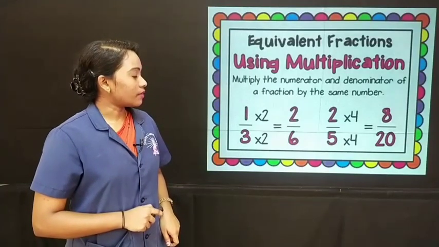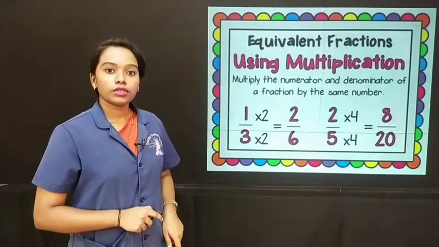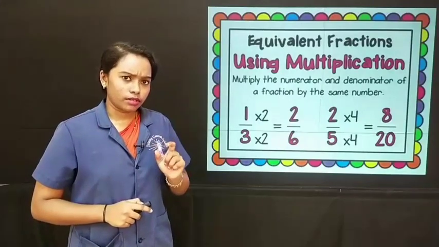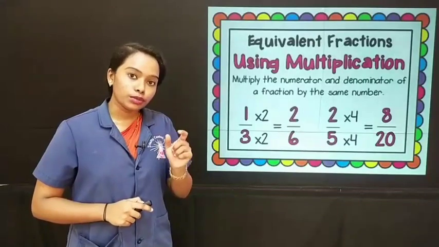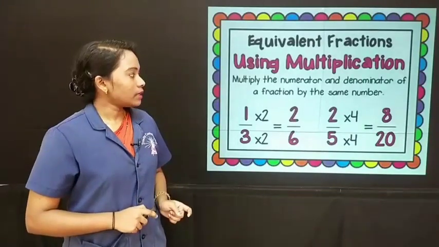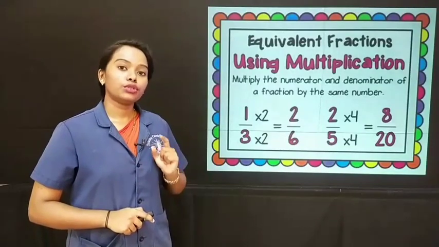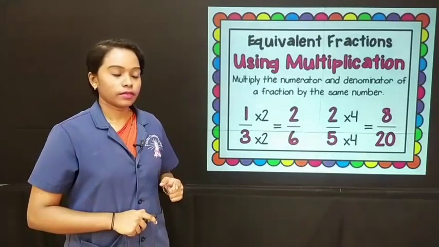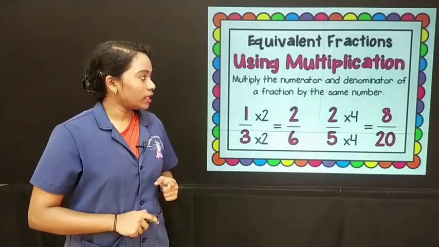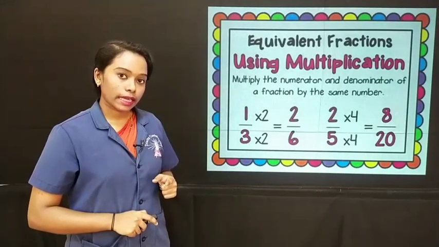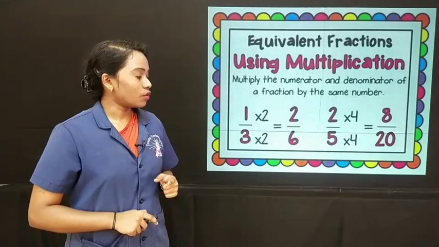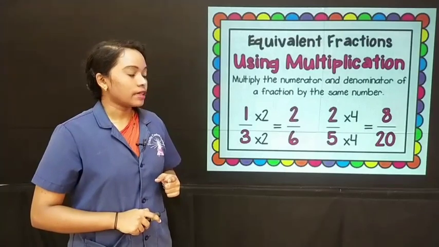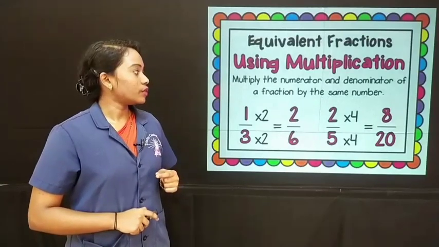And one more example we have here, 2 by 5. You have to choose a number and multiply that same number to both the numerator as well as the denominator. I am taking here 4, multiply that to both the numerator 2 as well as the denominator 5. Therefore, we get 2 into 4 which is equal to 8, 5 into 4 which is equal to 20. Therefore, 8 by 20 is the equivalent fraction of 2 by 5.